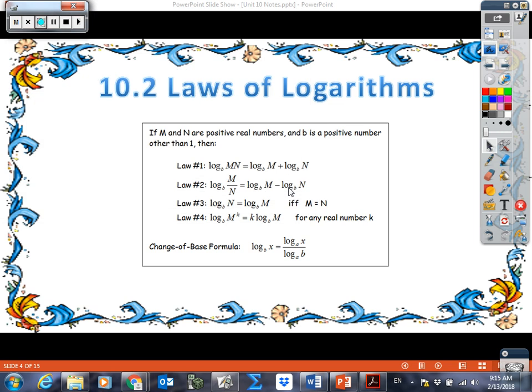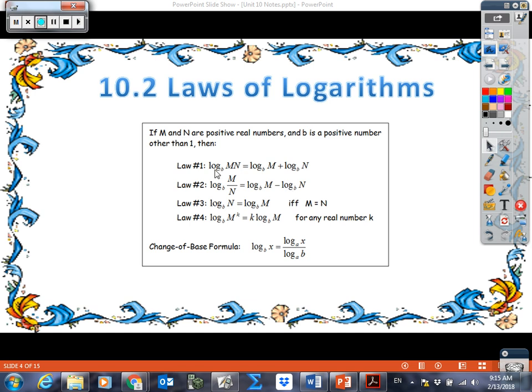Okay guys, let's take a look at today's lesson. We're going to be talking about laws of logarithms today. Many of the things that we're going to be talking about you would have learned last year, but there are some things that you would not have, so let's dive in here. These laws are pretty significant. Let's go through them.